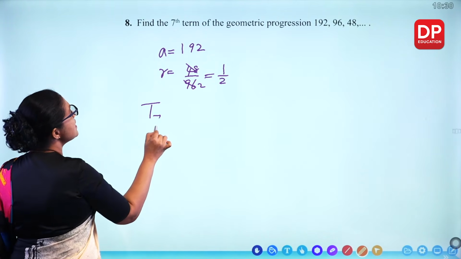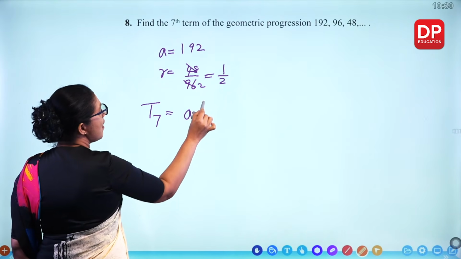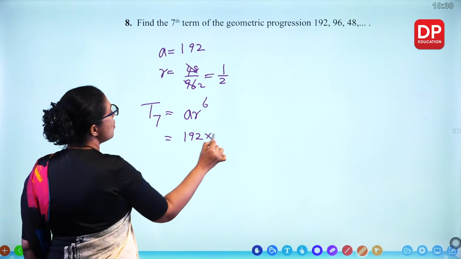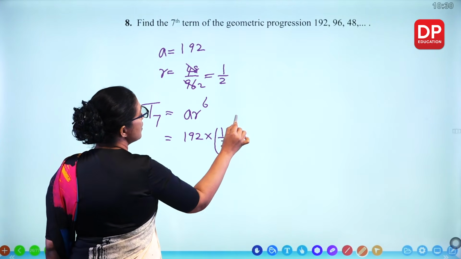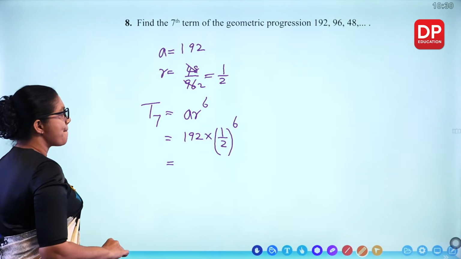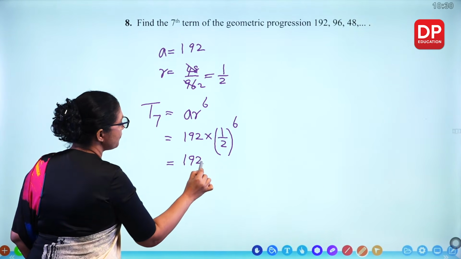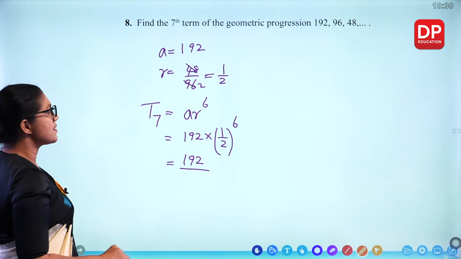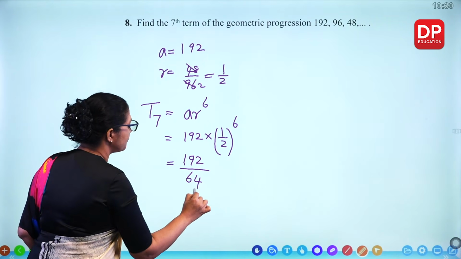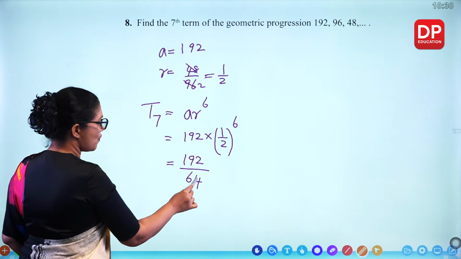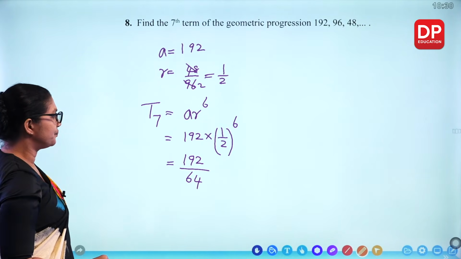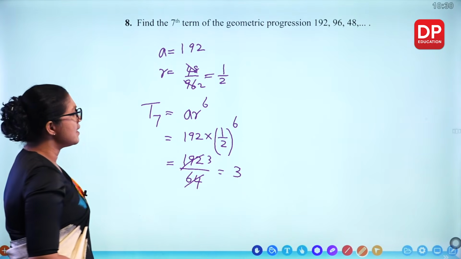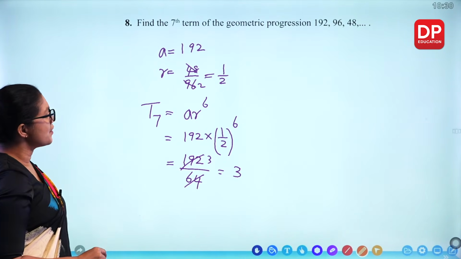We need T7. AR to the power 6. A is 192. R is half to the power 6. 192 over 2 to the power 6. 2 to the power 5, 32. 2 to the power 6 is 64. So 3 times 64, you get 192. So what's the seventh term? Seventh term is 3.